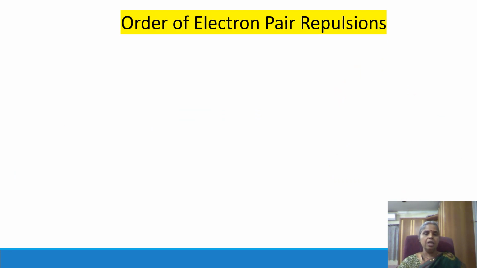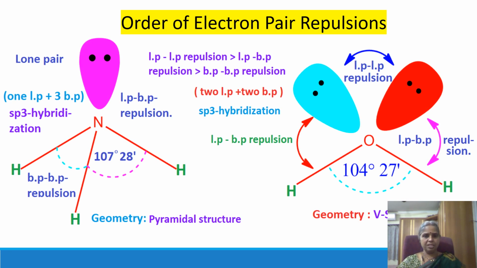Now let us see the order of electron pair repulsions. This I already explained. Lone pair repulsion is greater than lone pair bond pair, which is greater than bond pair. This is ammonia, only one lone pair. So 3 bond pairs are pressed closer. You can see red lines are bond pairs. The violet or purple colored ball is the lone pair. Lone pair is occupying a lot of space. So bond pairs are pressed closer, less than 109 degrees. Bond angle is only 107.